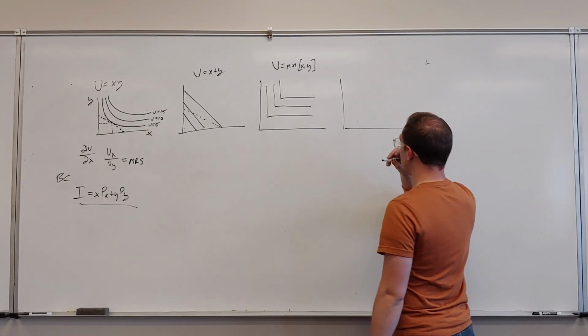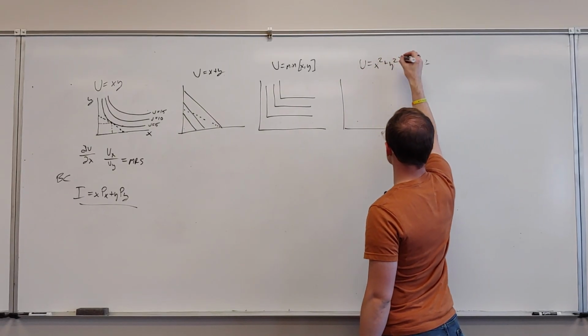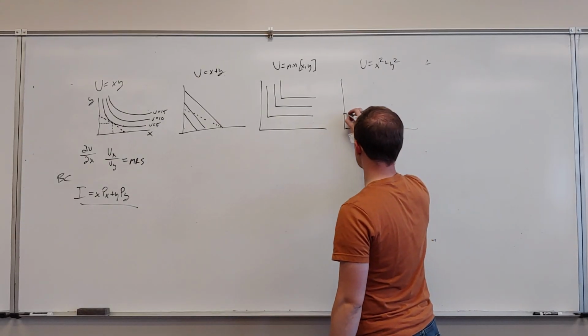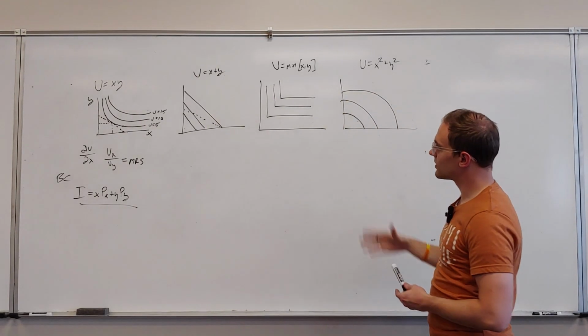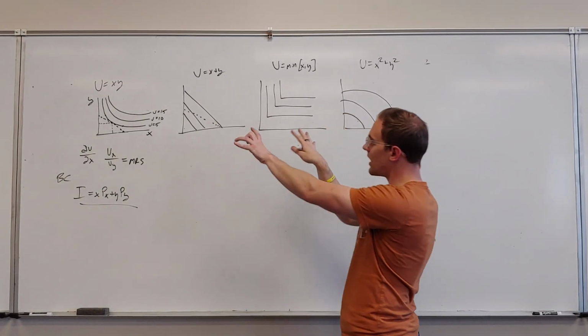Look at one more. This is going to be u equals x squared plus y squared, and this is the equation of a circle, obviously. The first quadrant looks like this, so you get these kinds of indifference curves. Notice that these are different than the other ones. In these other examples, these are convex, right?